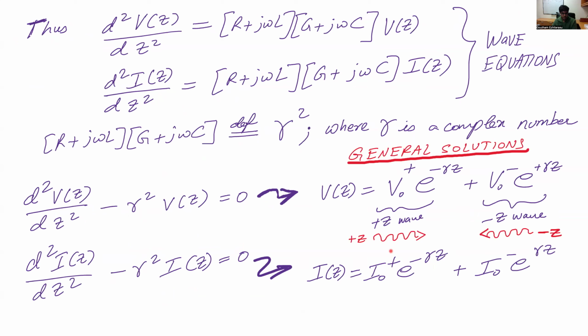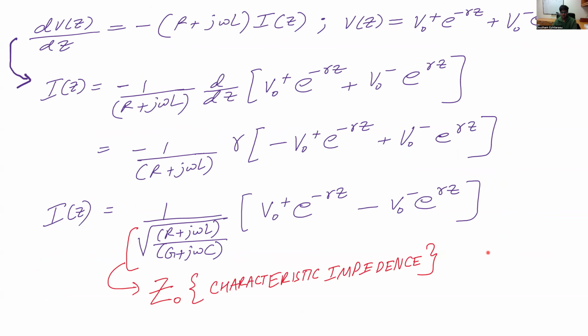How is it related? I naught plus is going to be this V naught plus over some impedance, and that impedance is called the characteristic impedance of the transmission line. And similarly, I naught minus is also related to V naught minus by this characteristic impedance. So I naught minus is also V naught minus over Z naught.